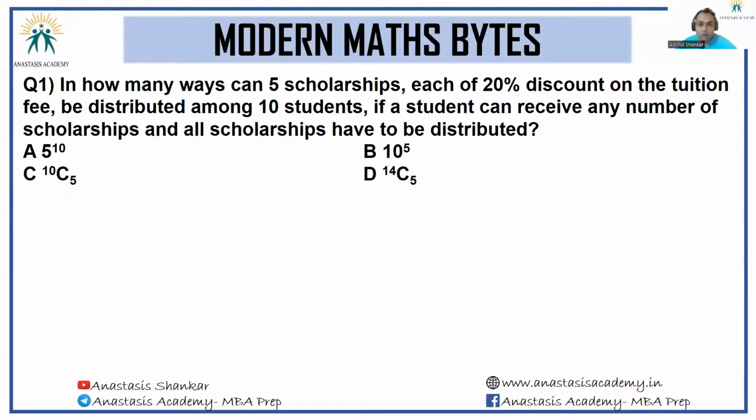Let's look at the solution of modern math bites. In how many ways can 5 scholarships, each of 20% discount on the tuition fee, be distributed among 10 students? If a student can receive any number of scholarships and all scholarships have to be distributed.